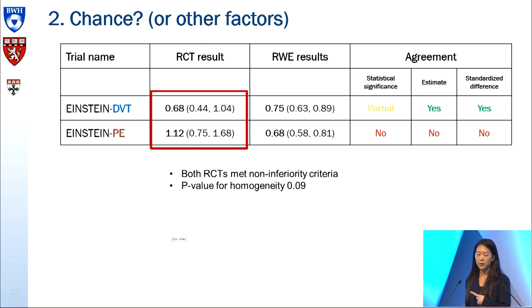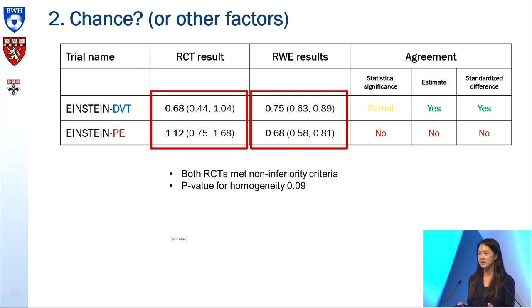But if you take a look at the point estimates for Einstein DVT, it was around 0.7, and the confidence intervals just barely overlapped null. And this suggests not just non-inferiority, but perhaps some evidence for superiority. In contrast, for Einstein PE, the point estimate was on the opposite side of null, and there was a very wide confidence interval. Now, for the two database studies that were emulating these two sister trials, we obtained point estimates of around 0.7, and there were tighter confidence intervals that excluded null, which made these estimates consistent with Einstein DVT, but not with Einstein PE.